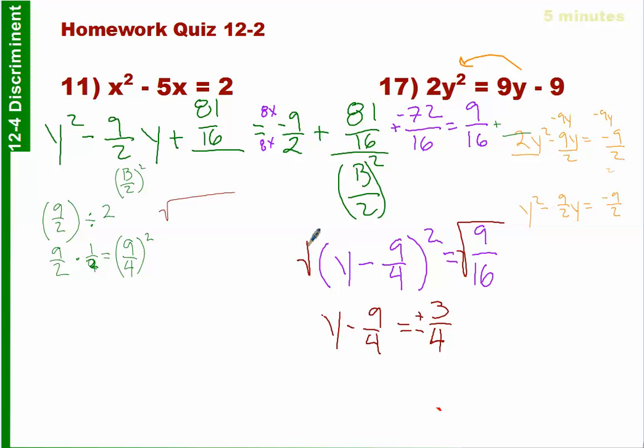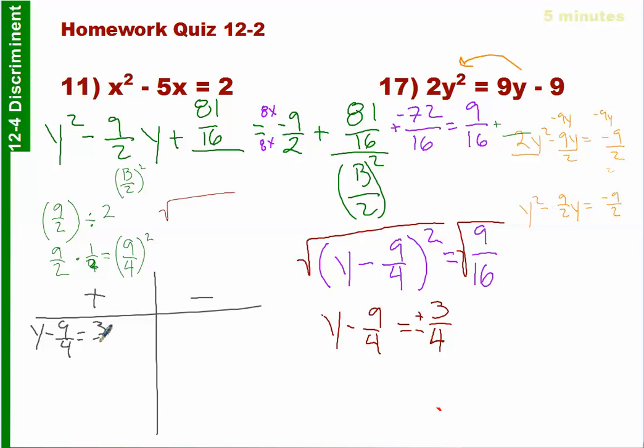So here's our square root. So we have a positive 3/4 and a negative 3/4. So now we're going to take our trip to positive world and negative land. So in positive world, the sun is in fact shining right now. So we have y minus 9/4 is equal to positive 3/4. On the other side, we have y minus 9/4 is equal to negative 3/4.